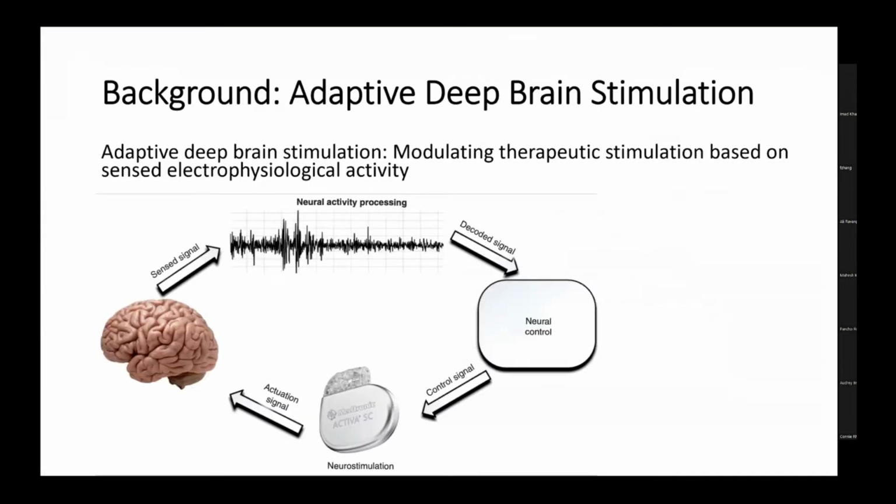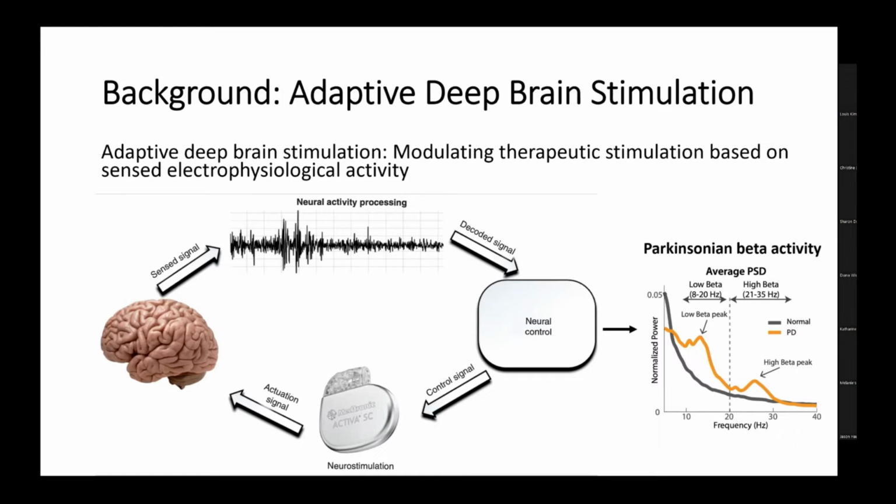So a bit of background. As we all know, deep brain stimulation, or DBS, is an effective treatment for a number of conditions, including Parkinson's disease. However, DBS typically doesn't take into account the variation in disease state that occurs from moment to moment and day to day in Parkinson's disease. Adaptive deep brain stimulation offers to improve on this by modulating therapeutic stimulation based on sensed electrophysiologic activity. So we can see a schematic of that here, in which neural activity is sensed from the brain, used as a control mechanism, and fed back into adaptive algorithms that modulate therapy based on sensed biomarkers.